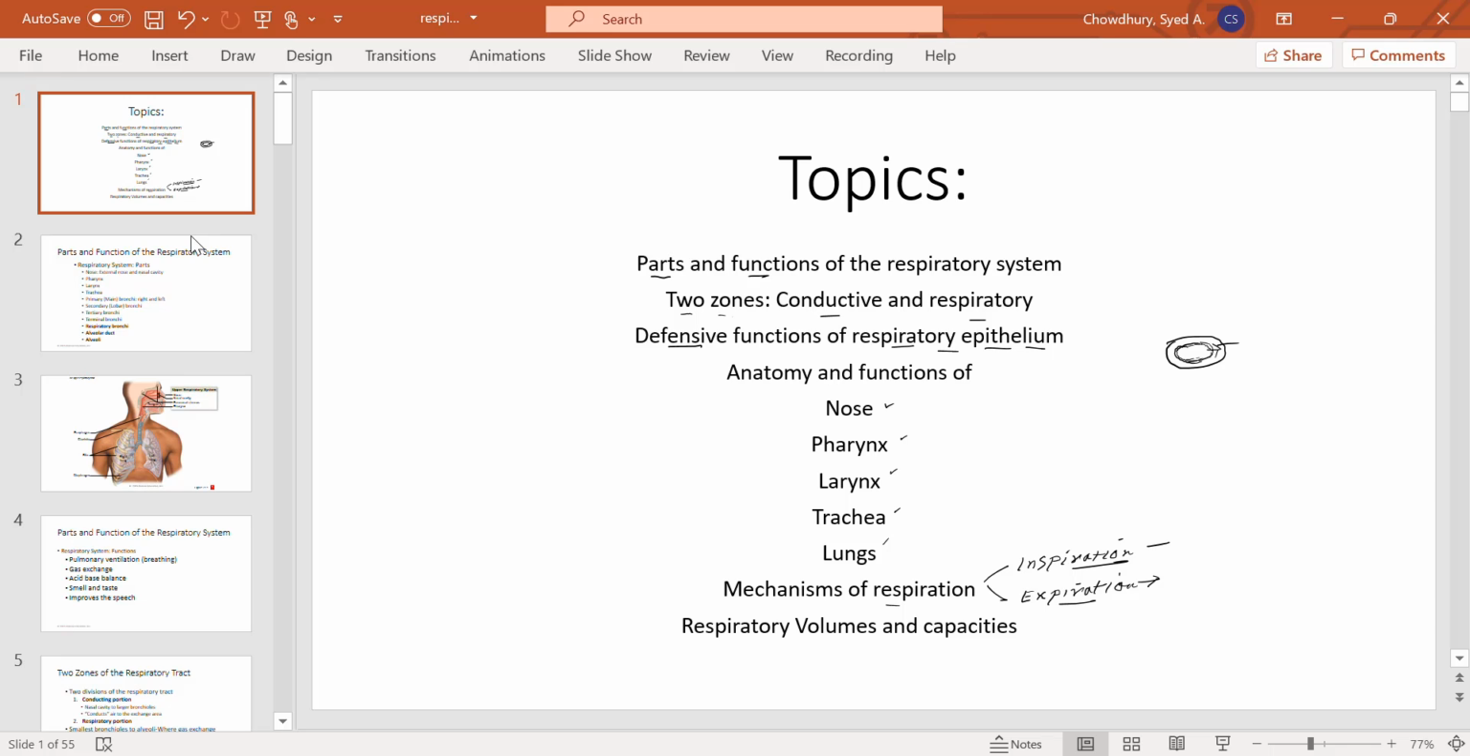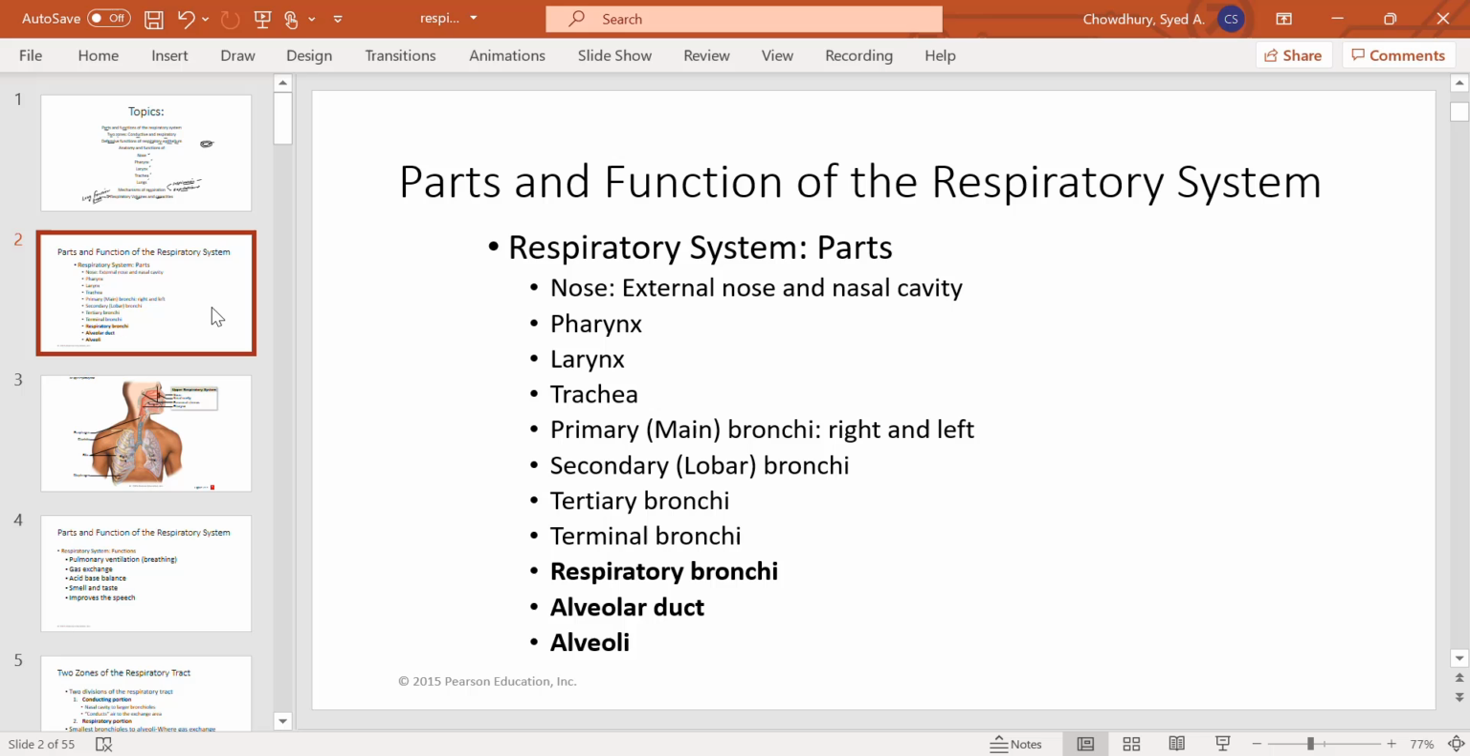Then we will talk about the respiratory volumes and capacity. We measure the volumes and capacities to test the lung function. So basically these measurements are for the lung function tests. Lung function, to see if your lung is healthy.